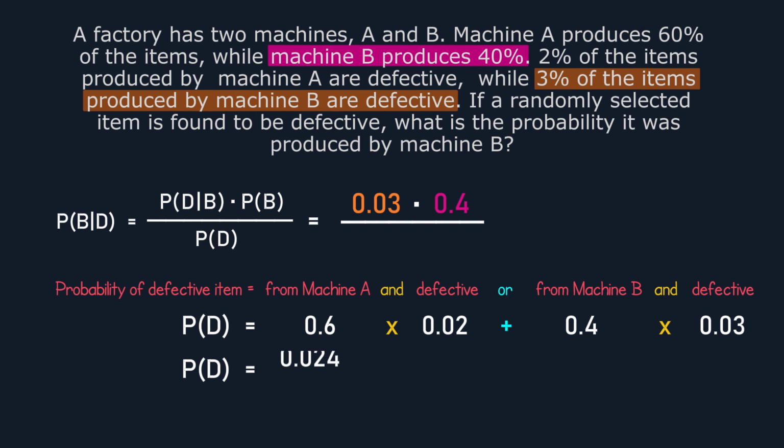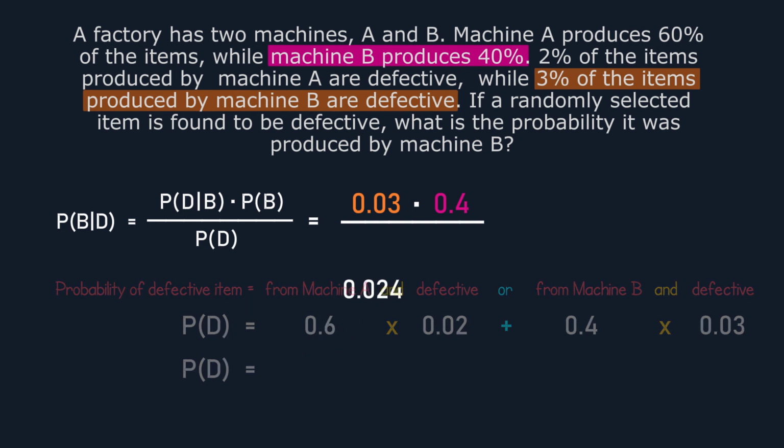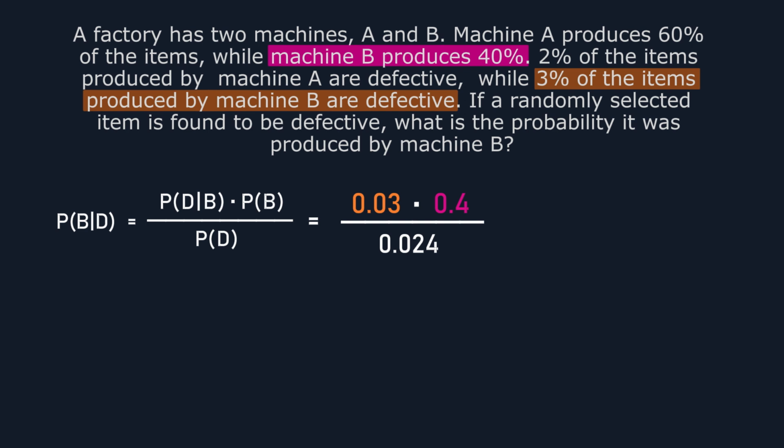This gives us 0.024. Substituting everything into the formula, the probability that the defective item was produced by machine B is equal to 0.03 times 0.4 all over 0.024, which is equal to 0.5, or 50%. And that's how you use Bayes' theorem to solve this problem. How about we solve another one to really understand this topic?